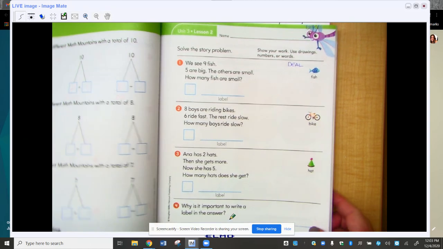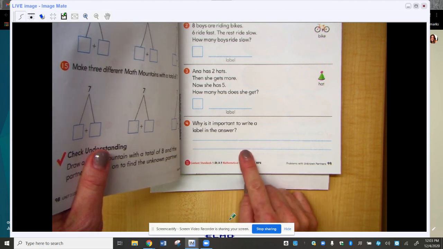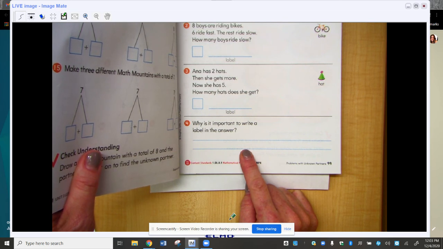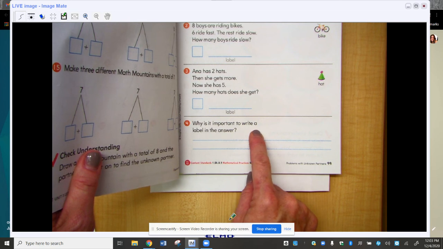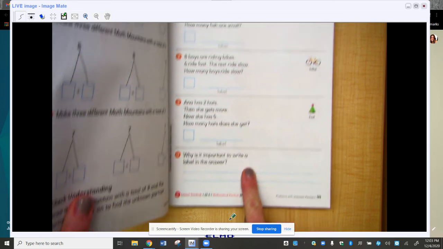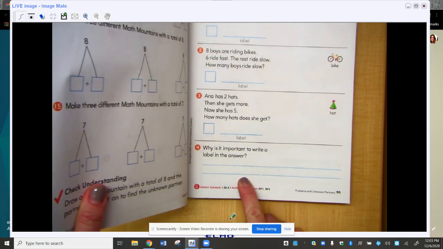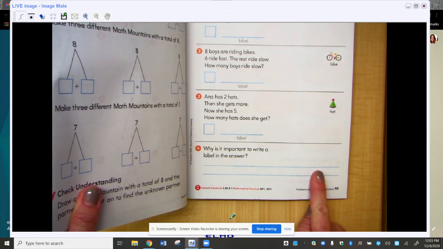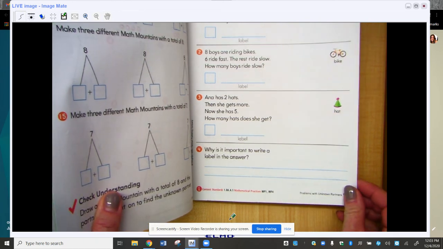And then at the bottom, ooh, this is a great question. And just because it doesn't have numbers down here doesn't mean that you may skip it. You need to answer the question. It's part of the work. Why is it important to write a label in the answer? That means why is the L part of the deal? Why do we need to worry about a label? So think about that and write a sentence here explaining your thinking. Don't forget capital letter and punctuation. Okay?